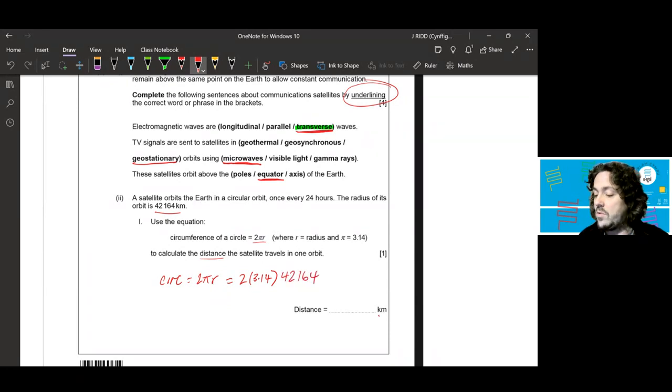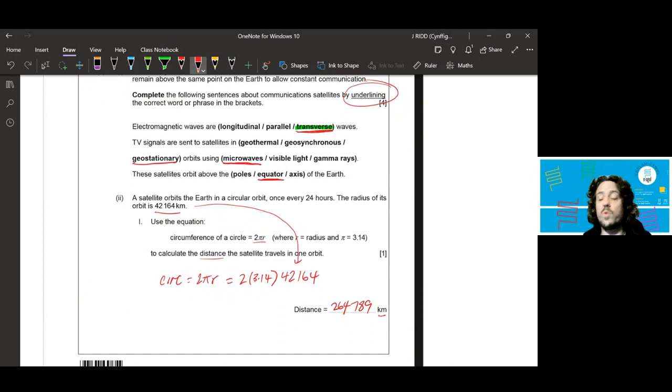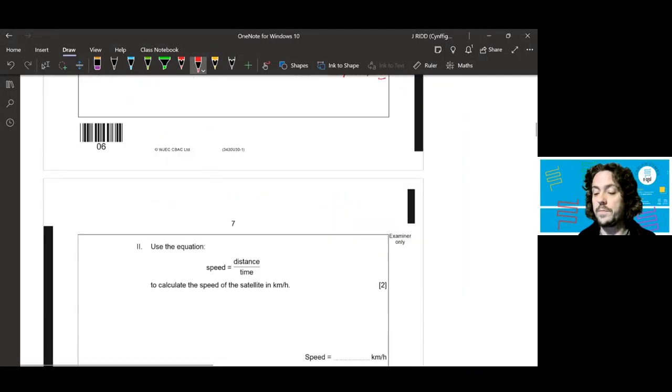42,164. Now again, no need to change any units because the answer is required in kilometers. This is already in kilometers. Therefore, I can just quote the answer as 264,789 kilometers. Okay, moving on.